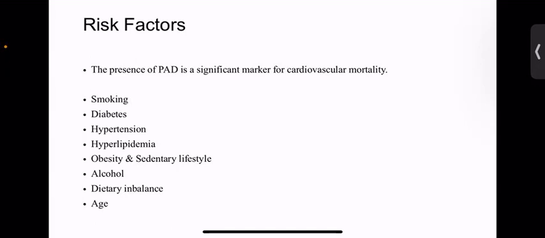Age is another important risk factor because the longer that you stay in the world, the higher your chances of getting what the world has to offer, which includes all the good things and then all the diseases as well.